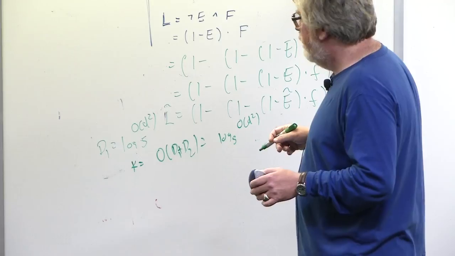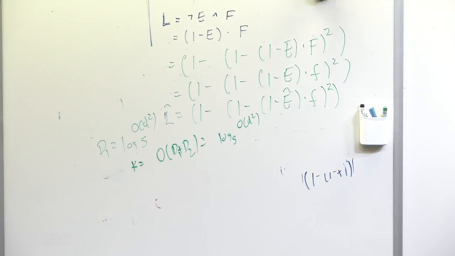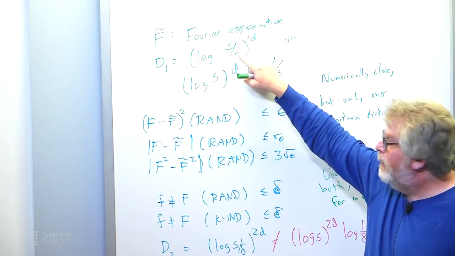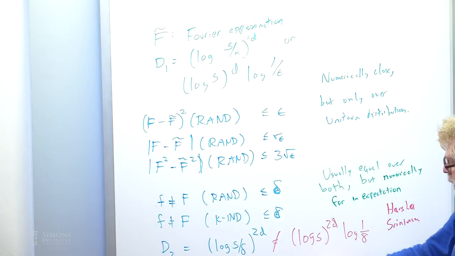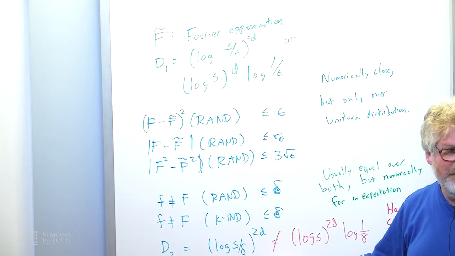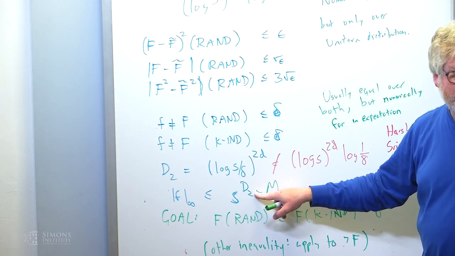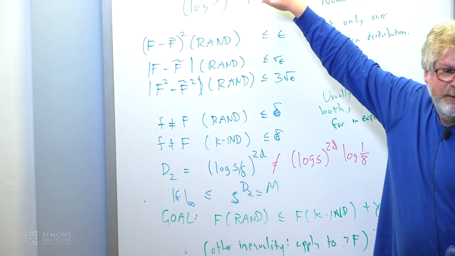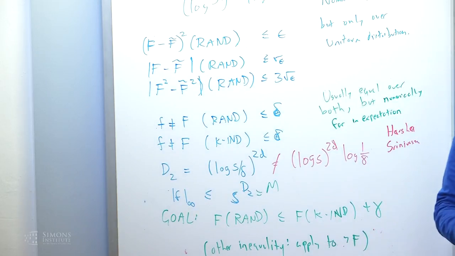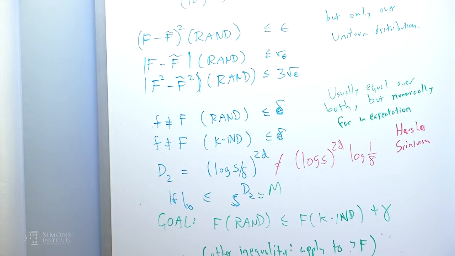Which one? D1 or D2? This one is going to be pretty significant, okay? Because we need to pick epsilon much smaller than this one in M. And M is growing exponentially with D2. So D1 is going to be the one. Did I say D2? I think I did, yeah. So D1 is going to dominate and be log s to the order d squared.